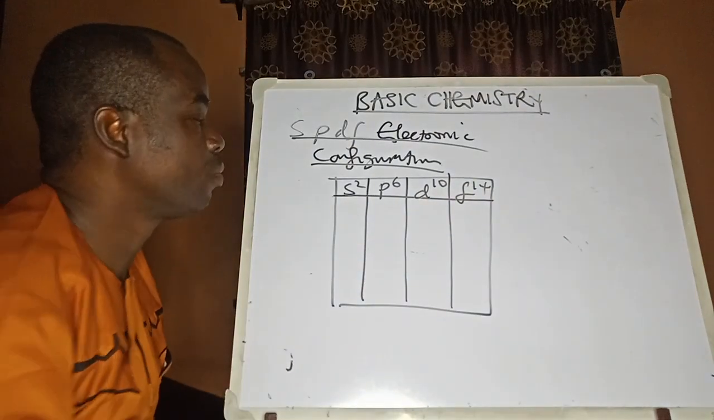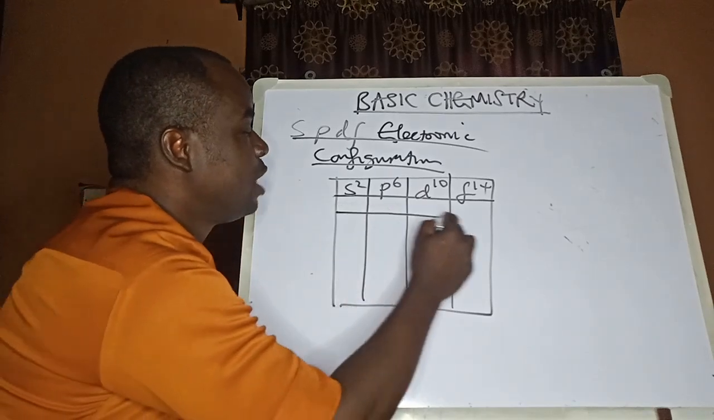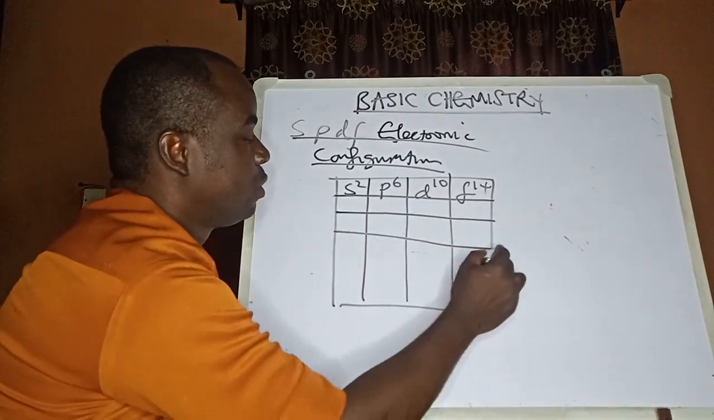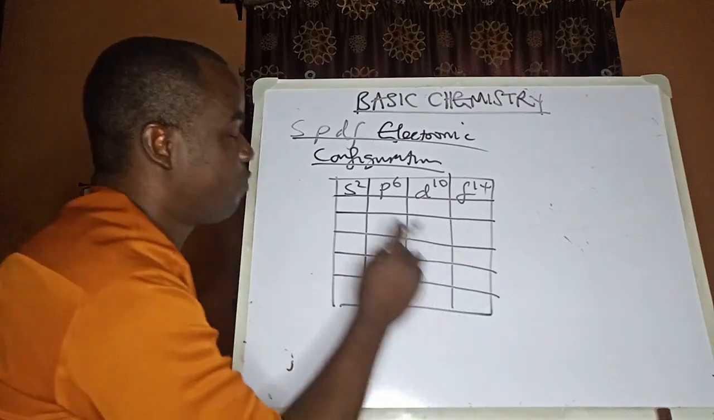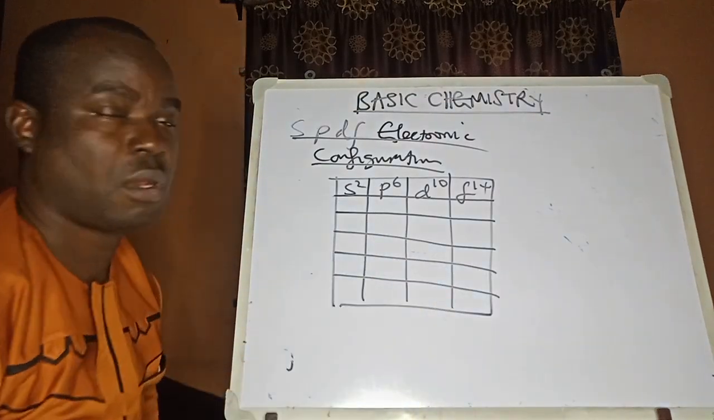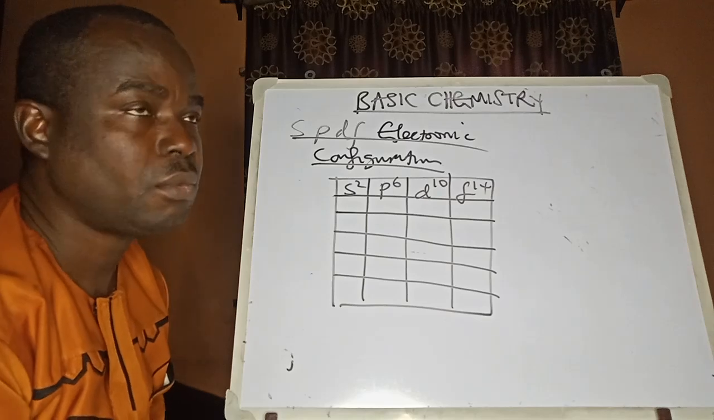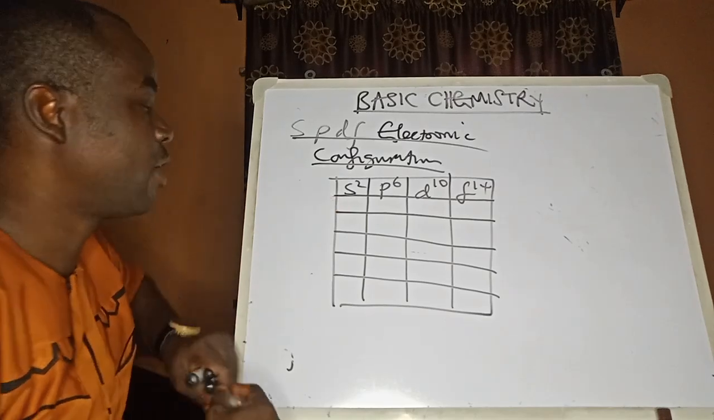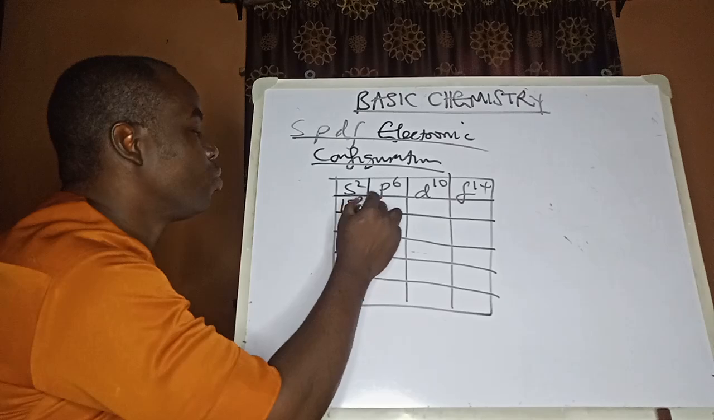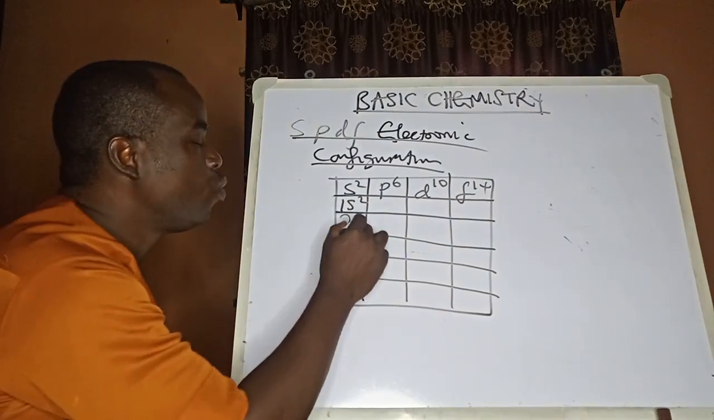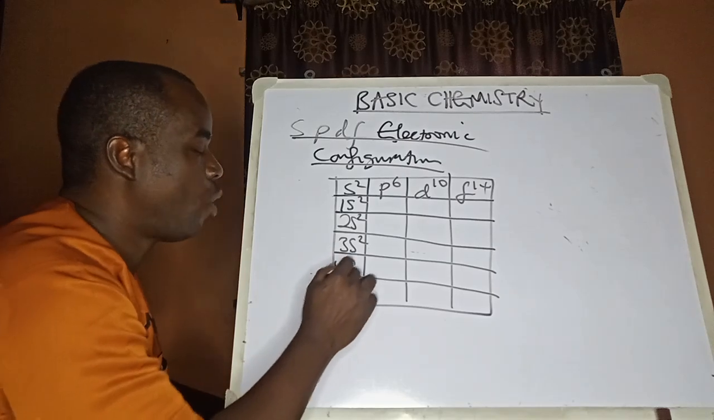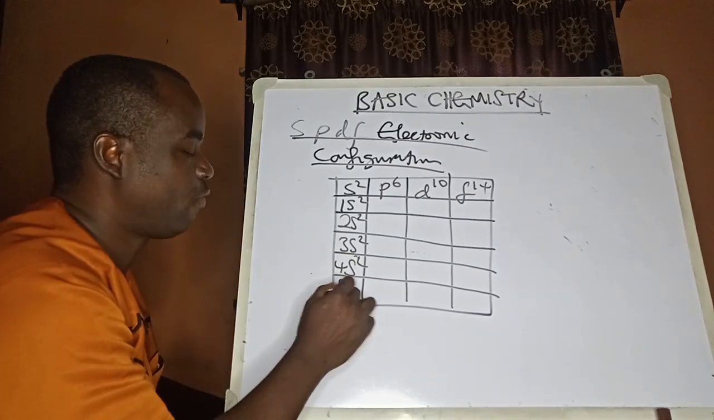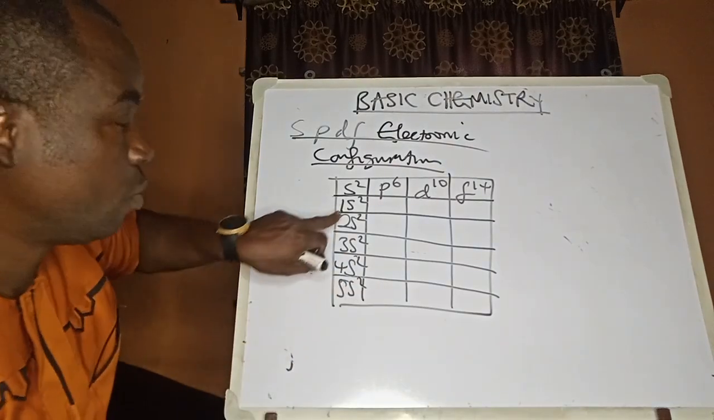Okay. Now let's put 5 extra rows. So I have 1, 2, 3, 4, 5. Are we together? Now you start from here. Start writing 1s2, 2s2, 3s2, 4s2, 5s2. Do it like this.